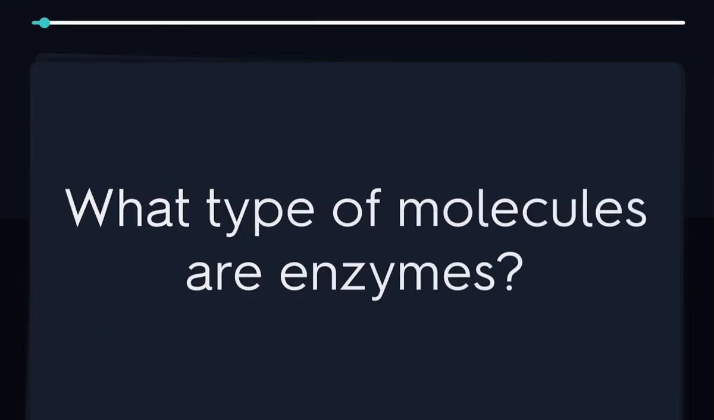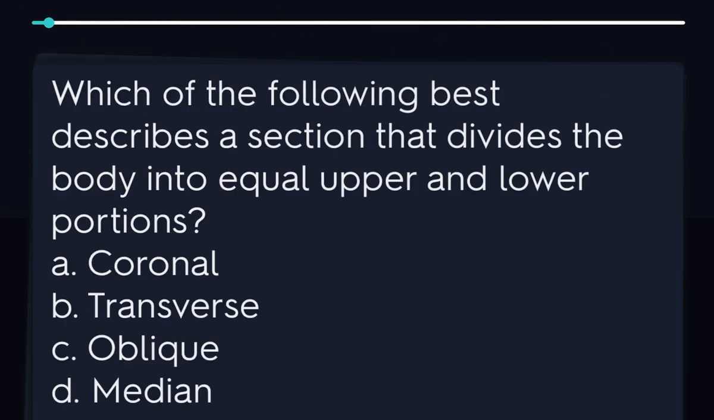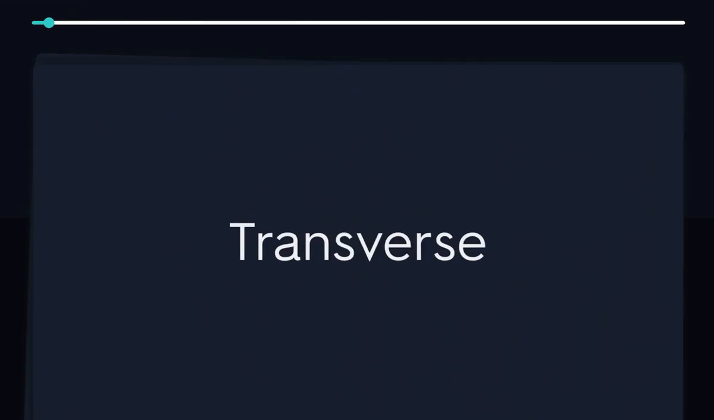What type of molecules are enzymes? Protein molecules. Which of the following best describes a section that divides the body into equal upper and lower portions? A. Coronal. B. Transverse. C. Oblique. D. Median. Transverse.